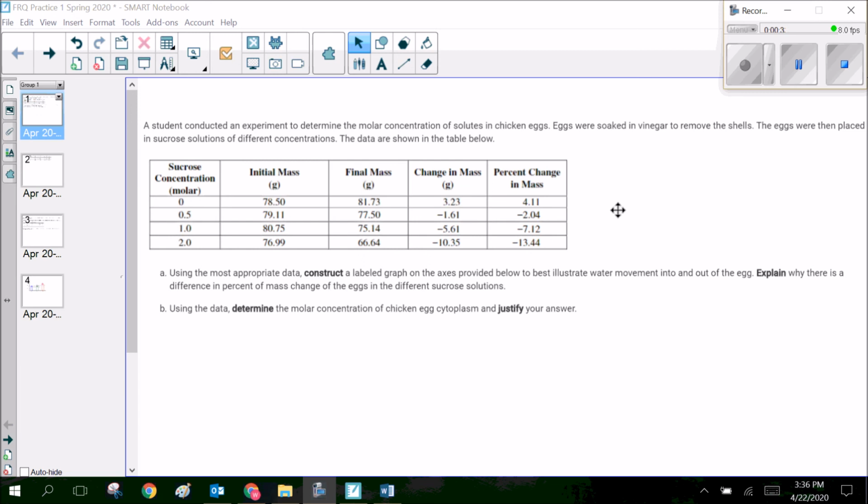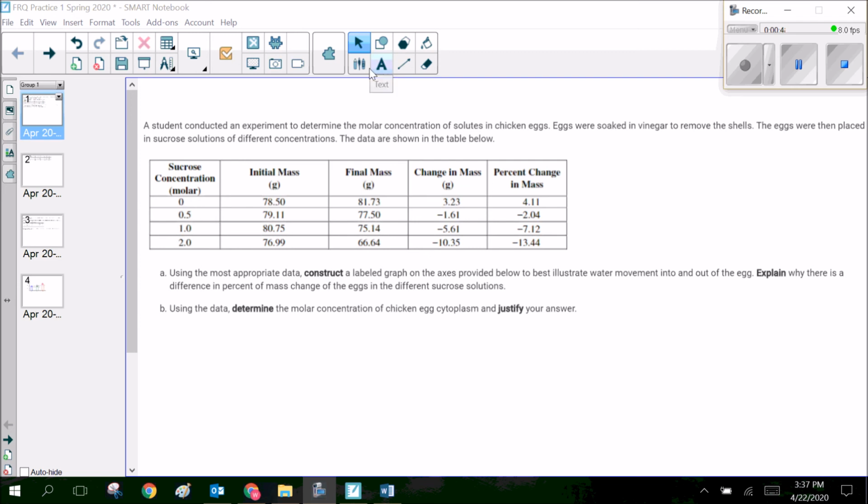attend. So what we're going to do is walk through and talk through some good ways to approach an FRQ like this. It's a data-based FRQ, which is going to be one of the types of FRQs on your digital exam. So let's go ahead and dive right in.